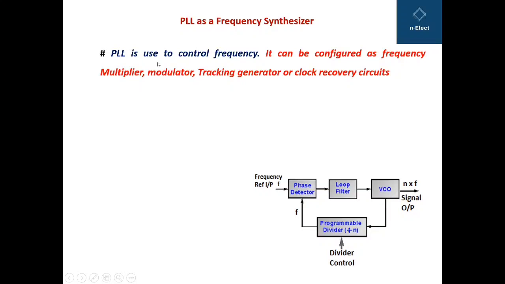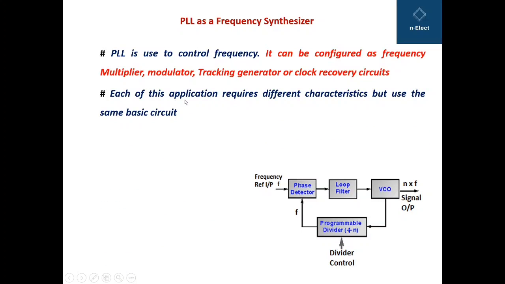PLL is used to control frequency. It can be configured as a frequency multiplier, modulator, tracking generator, or clock recovery circuit. Each of these applications requires different characteristics but uses the same basic circuit, that is the PLL.